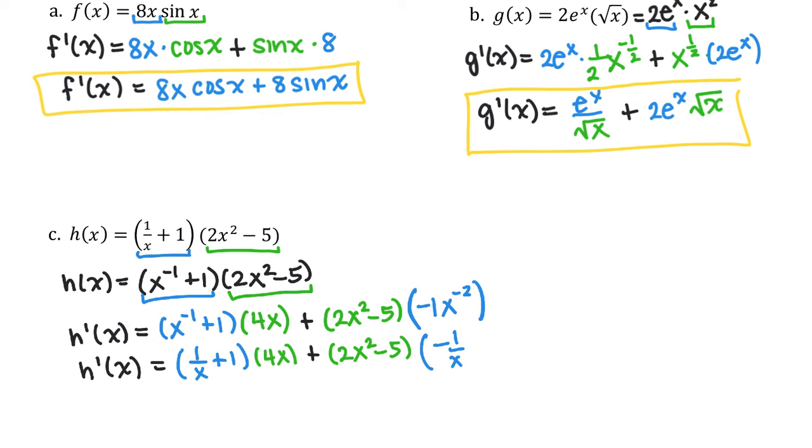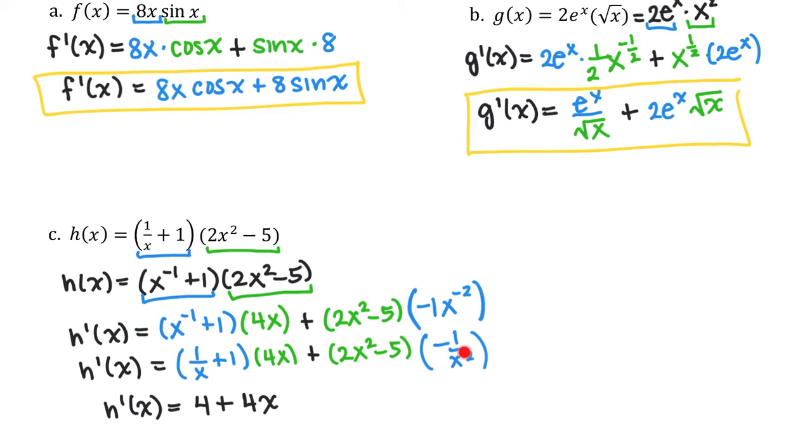Hold on, my squared has gone astray. There we go. Okay, if I do 1 over x times 4x, the x's cancel, I get 4, plus 1 times 4x is 4x.